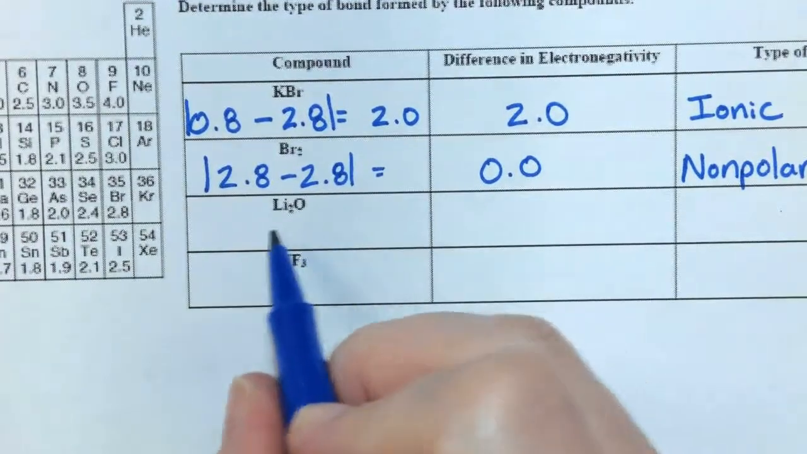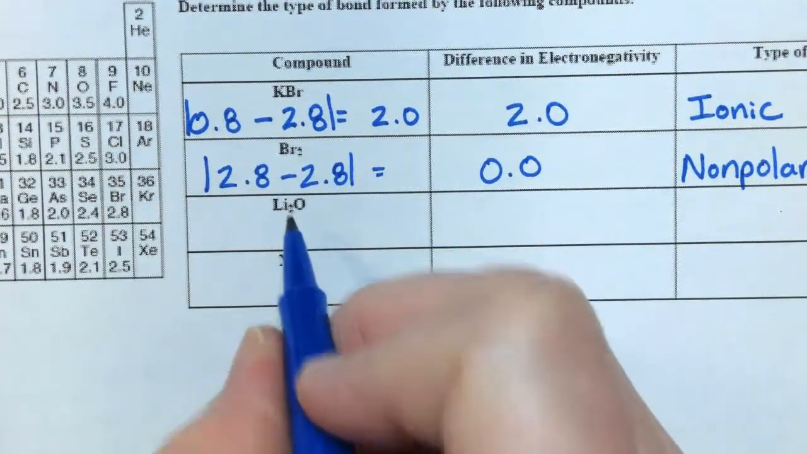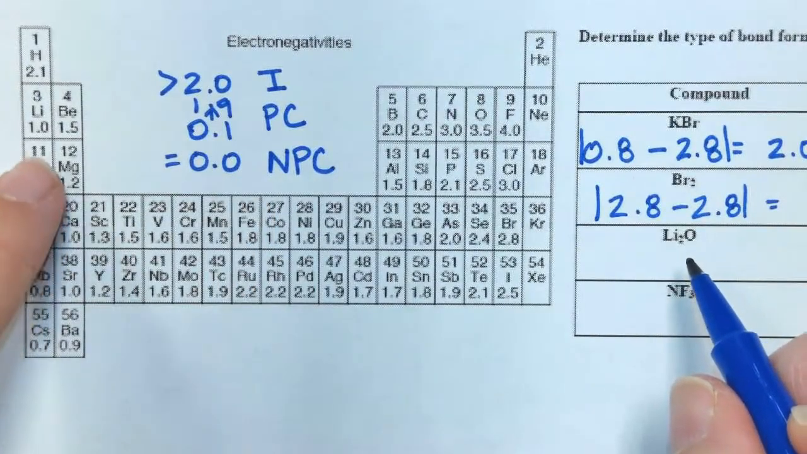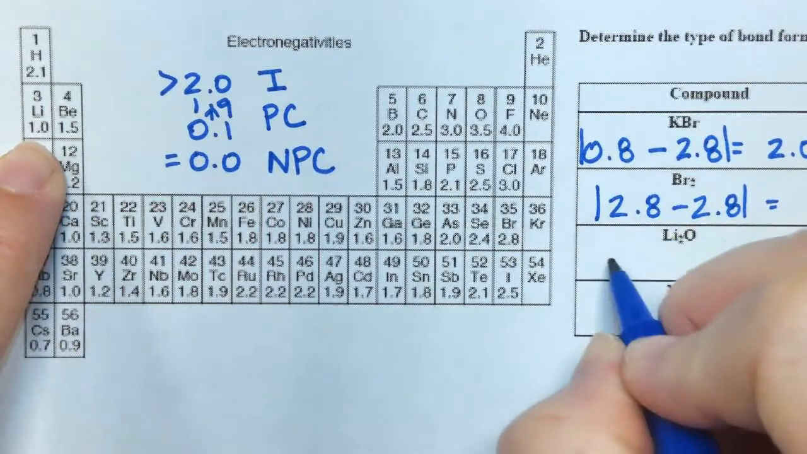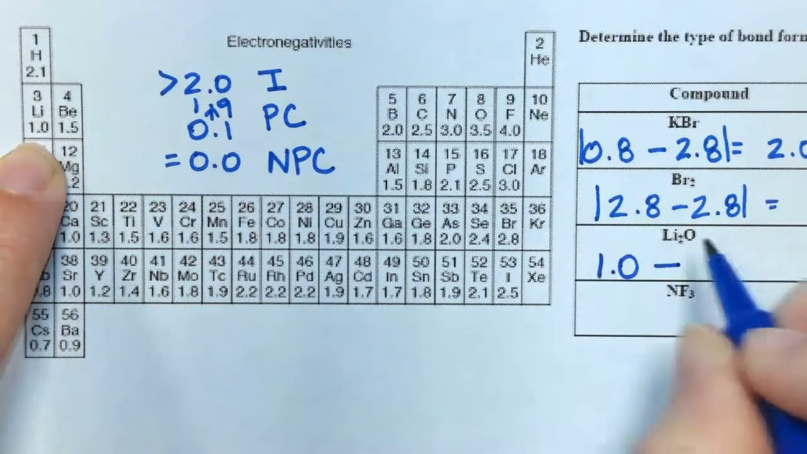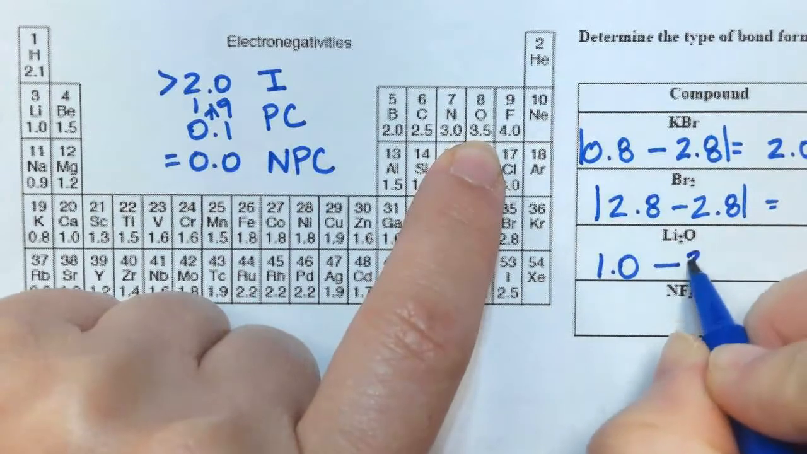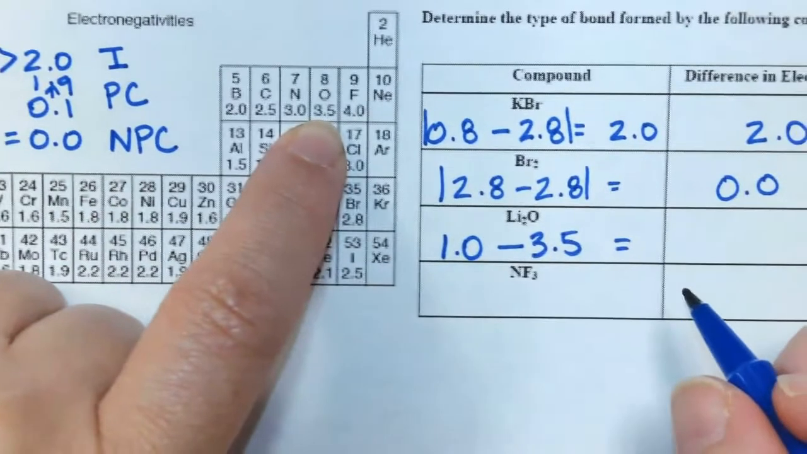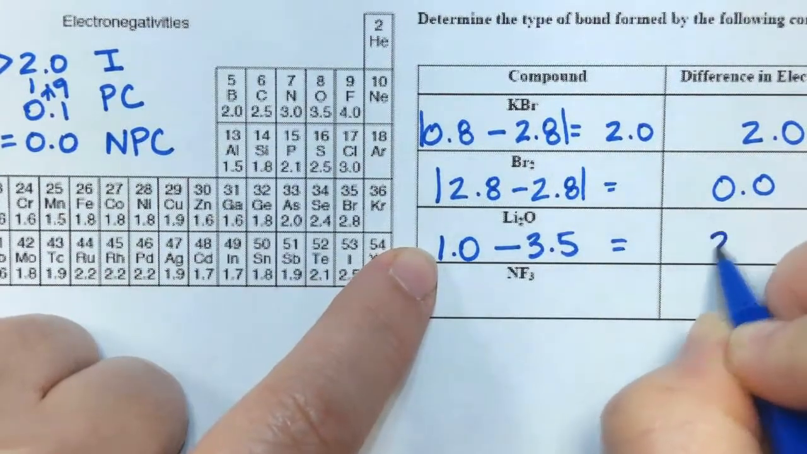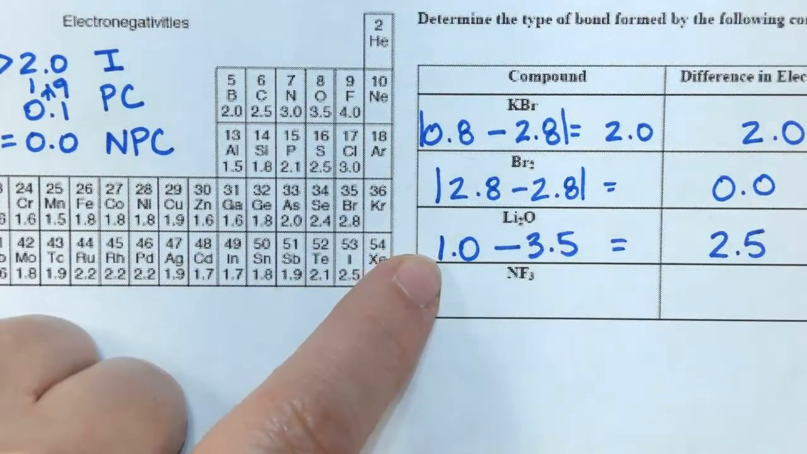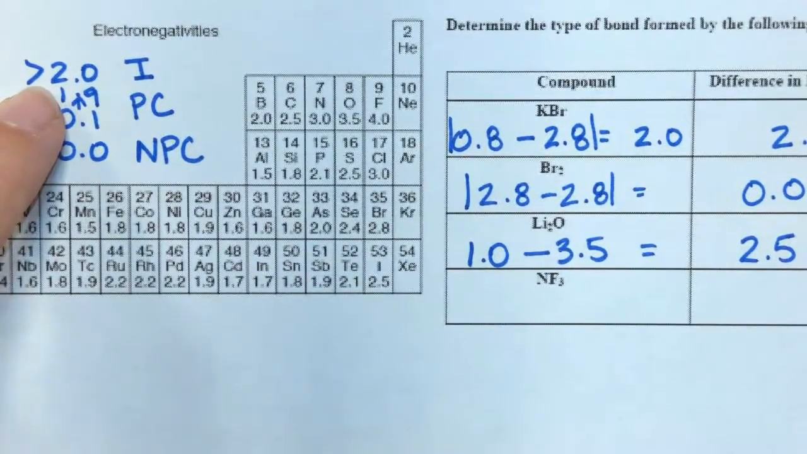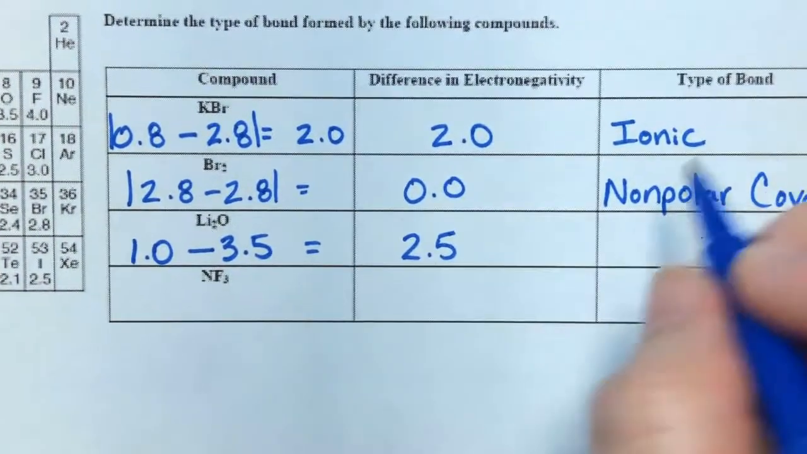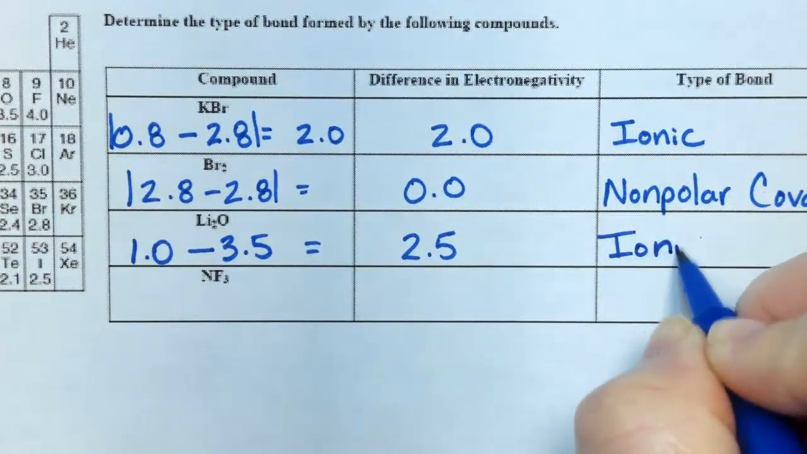Next is Li2O, but we just care to do one of each. So I'm going to go find lithium, which is here. That's 1.0 minus oxygen, which is here. That's 3.5. So when I subtract these two values, I'm going to get 2.5. The absolute value, we don't have negative answers. So 2.5 is much greater than 2.0, which is going to make this ionic. So lithium oxide is an ionic compound.